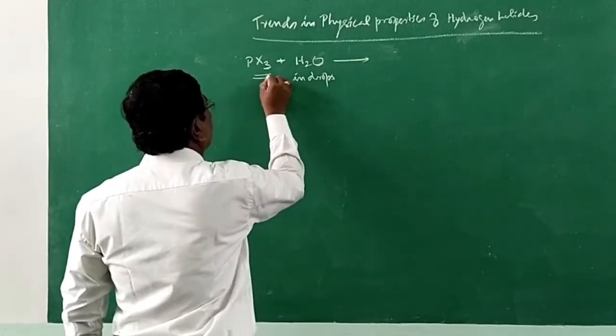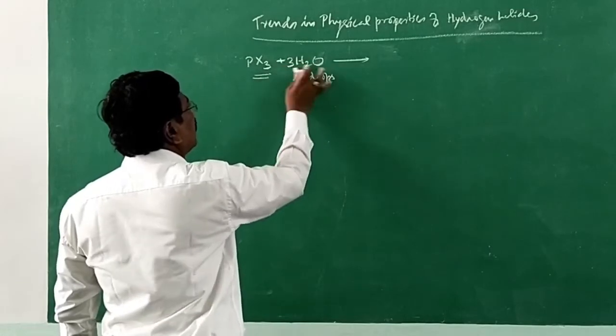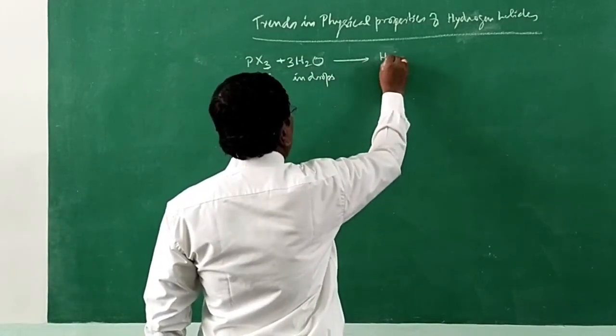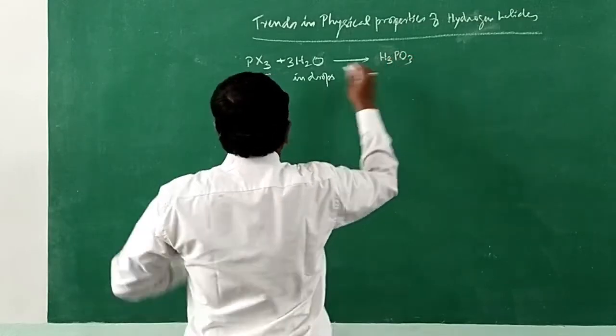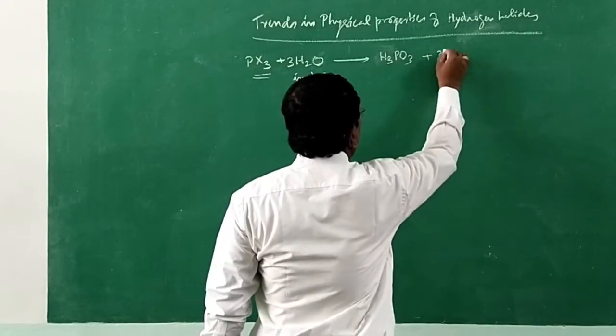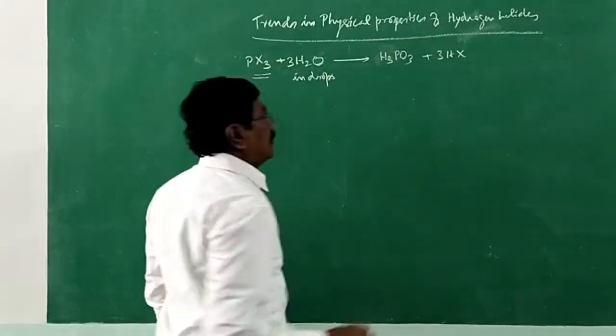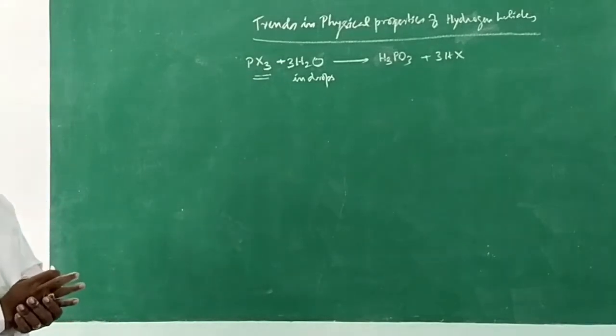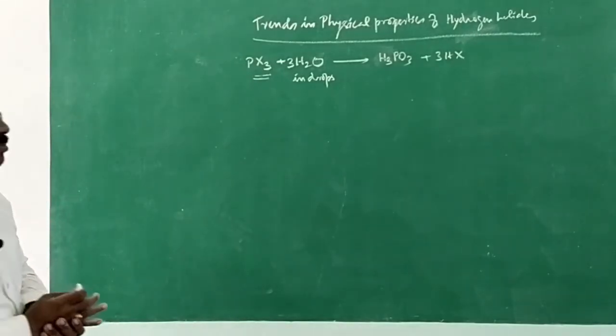all the three halogens will be replaced by 3 OH. We need 3 water then. So P(OH)3, that is H3PO3. Instead of 3 halogen, 3 hydroxyl groups. 3 hydrogen and 3 halogen get combined to give 3 HX. So by this method, all the hydrogen halides can be prepared except HF.